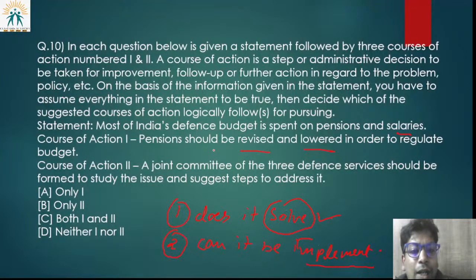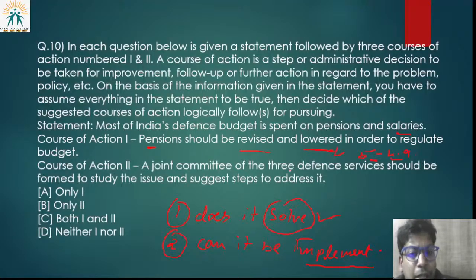So let's look at option A. It kind of partially solves the problem. It is lowered in order to regulate the budget. The question is how low? Like, if it was 5, if you make it 4.9, does it really help, right? And we have another problem remaining, which is pension plus defense. So it does not really solve the problem at all.